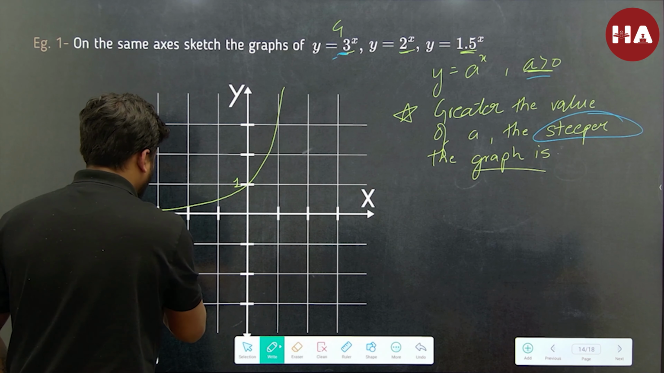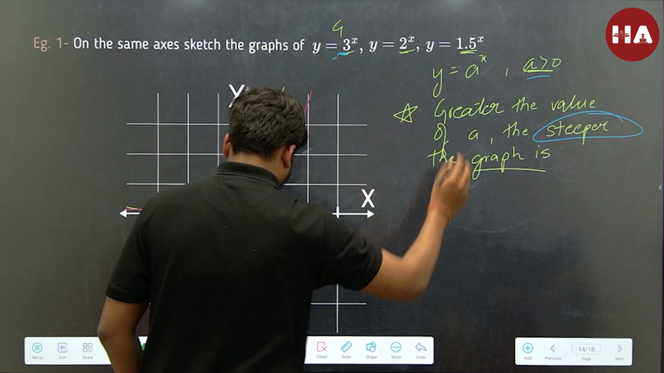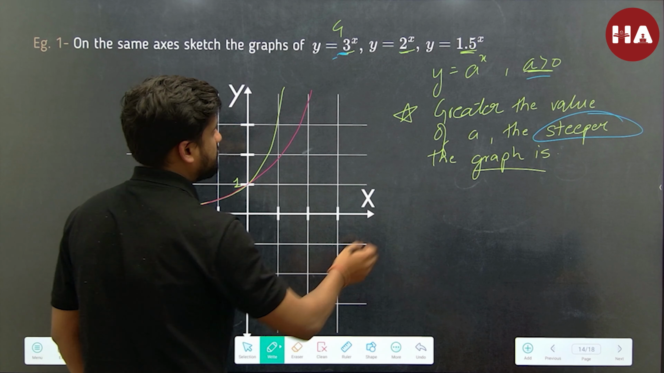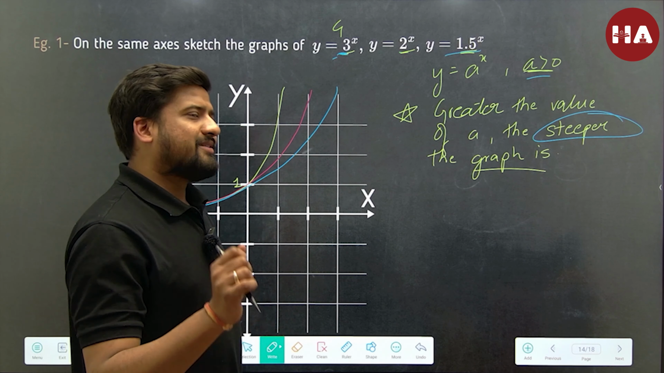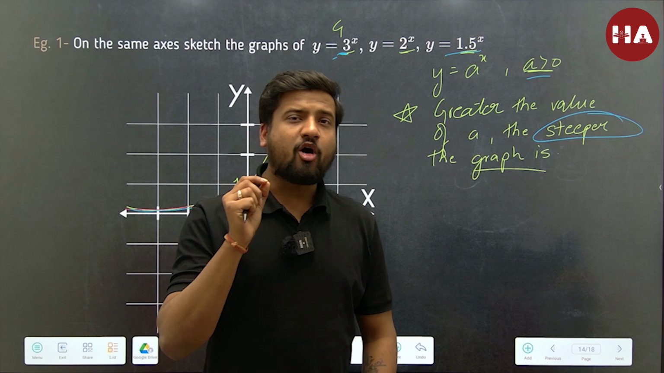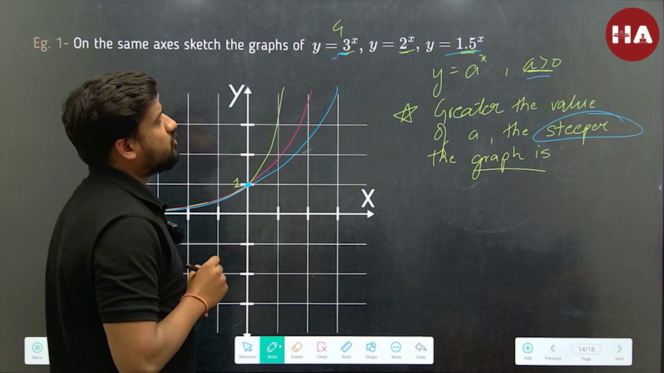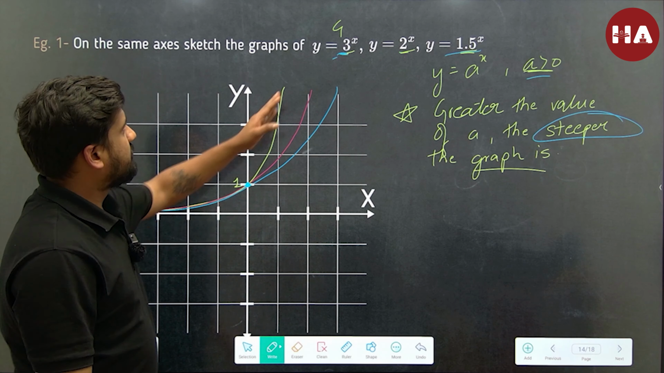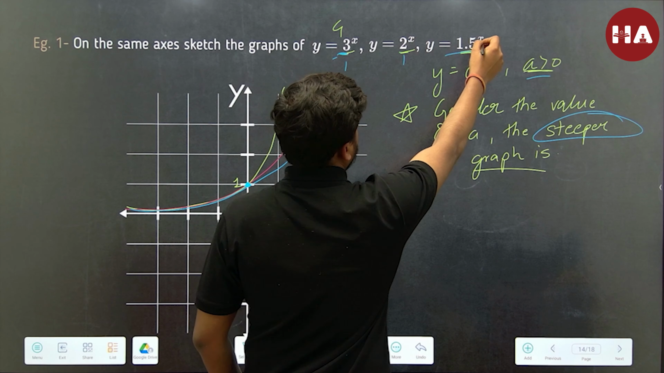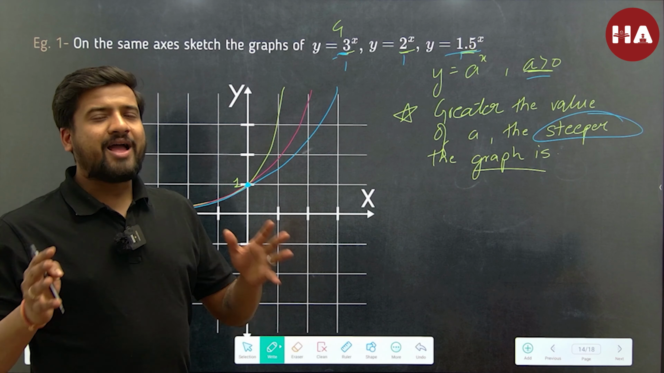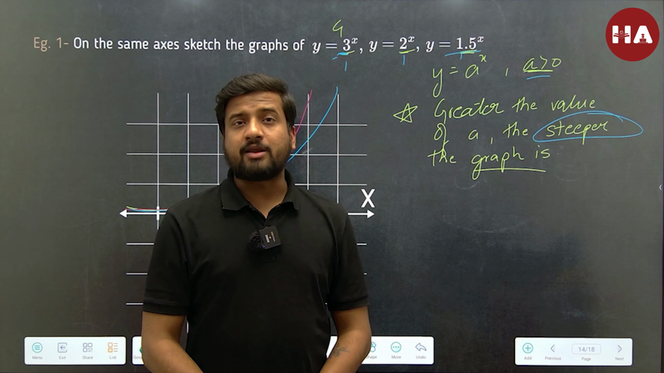For 2 to the power x, it will be something like this. And for this one, 1.5, the graph will be something like this. Let me remind you that the graph of all of these will pass through a common point, that is y equals 1 when x is 0. 3 to the power 0 is 1, 2 to the power 0 is 1 and 1.5 to the power 0 is also 1. So at x equals 0, all the graphs are going to intersect the y-axis at 1 always.